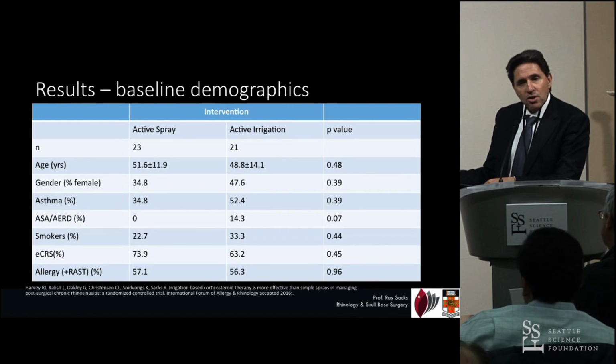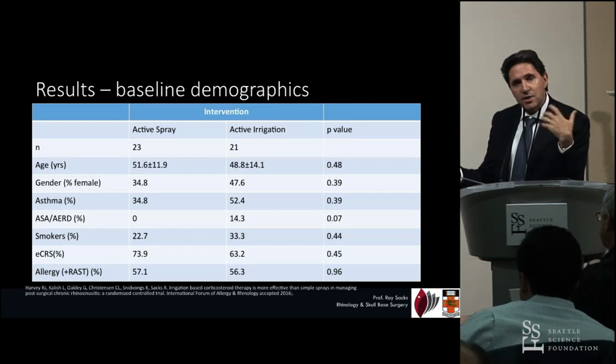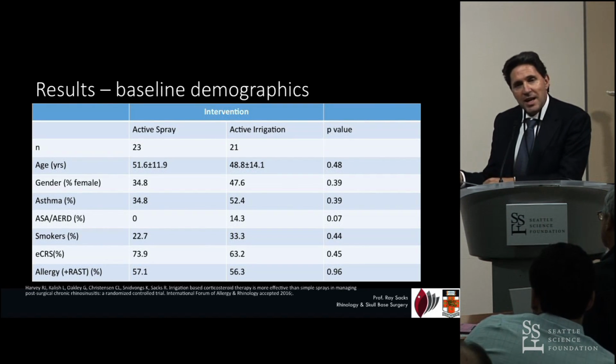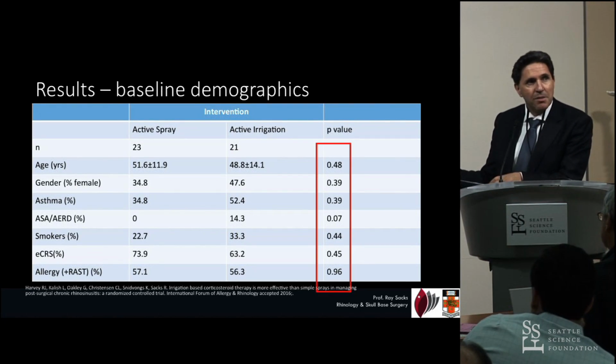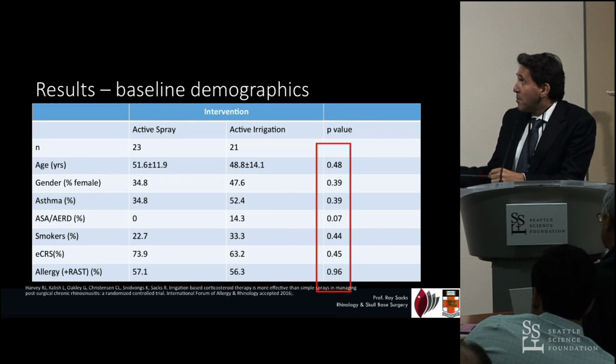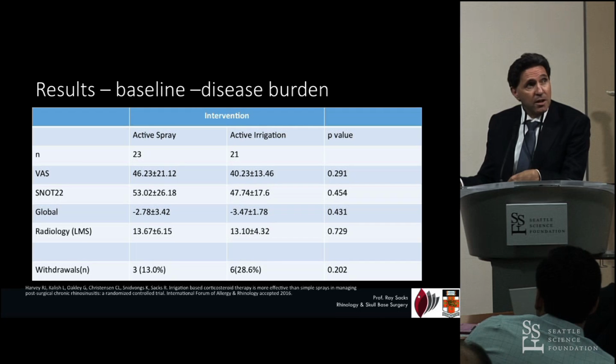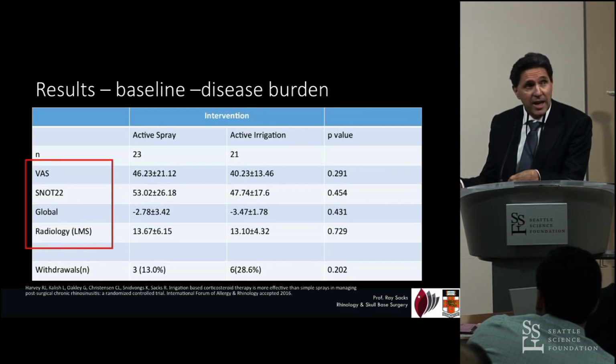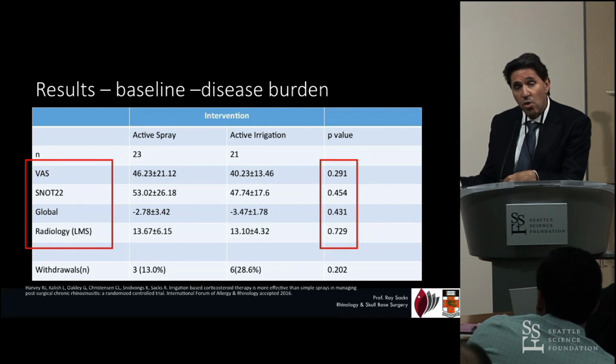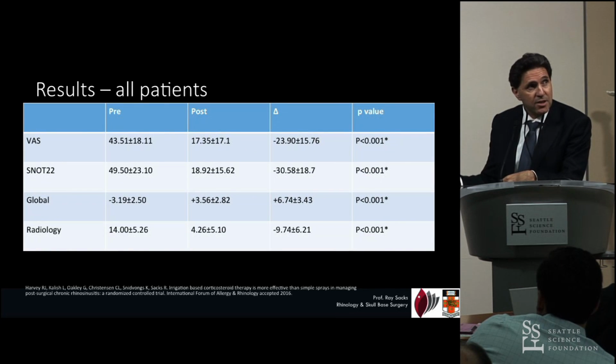Whenever you do a randomized controlled trial, after you've released what they had, you want to make sure that your randomization was actually reasonably accurate. So we looked at demographics, and in fact, both groups were pretty much the same. And in terms of disease burden, both groups, again, pretty much the same. No significant difference at all in the two groups, which was really nice to see.